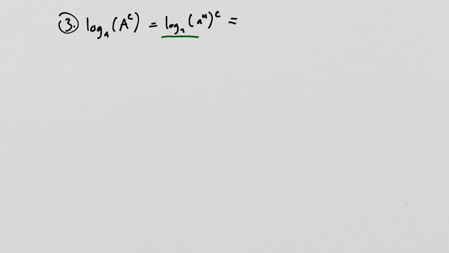Let's go ahead and look at number 3. We start off with the log base a of A raised to the C. This is equivalent to the log base a of a^u raised to the C. Again, the log and the exponential are inverses of each other. So this is equal to log base a of a^(uc). And as I just said, the log base a and the exponential cancel each other out, and we're left with u times c. This is equivalent to c times the log base a of A. And that's the end of our proof.